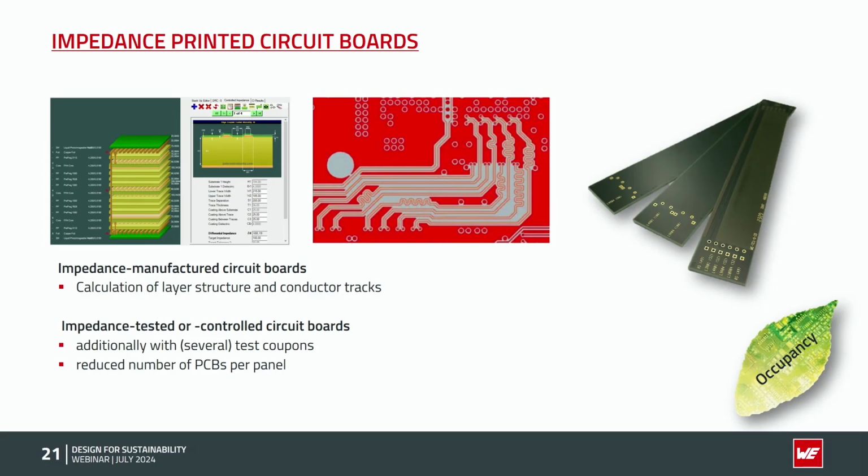Good practice is, in the first order, to add the coupons to test and prove that the layout is correct and the calculation was correct. And for the series production, when nothing is changed, these coupons can be removed to save space and resources.